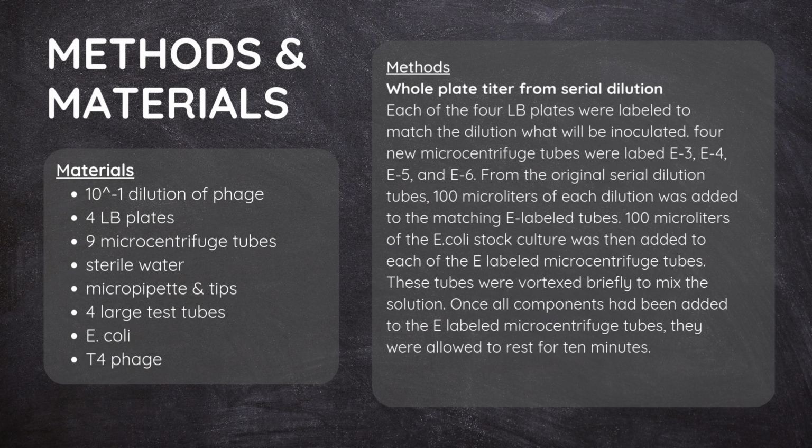100 microliters of the E. coli stock culture was then added to each of the E-labeled microcentrifuge tubes. These tubes were vortexed briefly to mix the solution. Once all of the components had been added to the E-labeled microcentrifuge tubes, they were allowed to rest for 10 minutes.